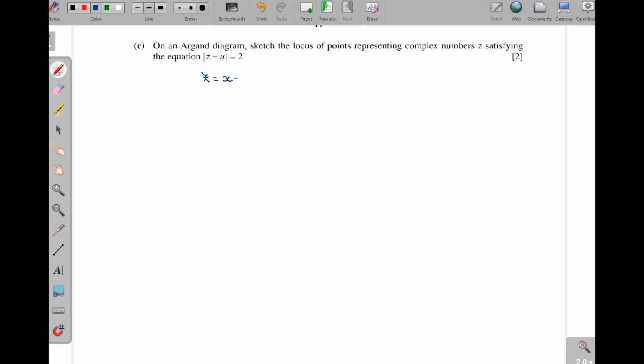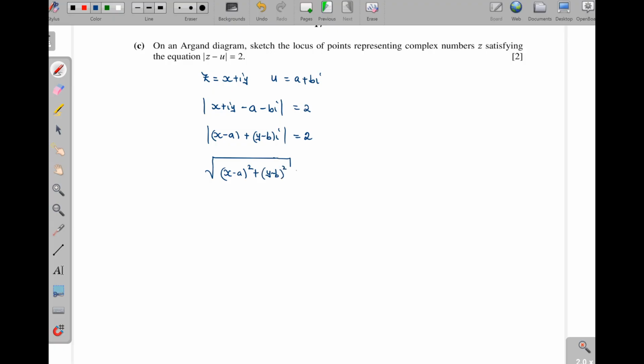Suppose we have z, which is x plus iy, then our u is, let's say, a plus bi. It's a complex number. Now here we shall have x plus iy, minus, so the minus will affect everything here: minus a minus bi. I'm going to separate the real part from the imaginary part. So this will be x minus a, and then y minus b of i. Then how do we get the modulus of a complex number? We get the square root of the real part squared plus the imaginary part squared, not so? Then we equate this to 2.